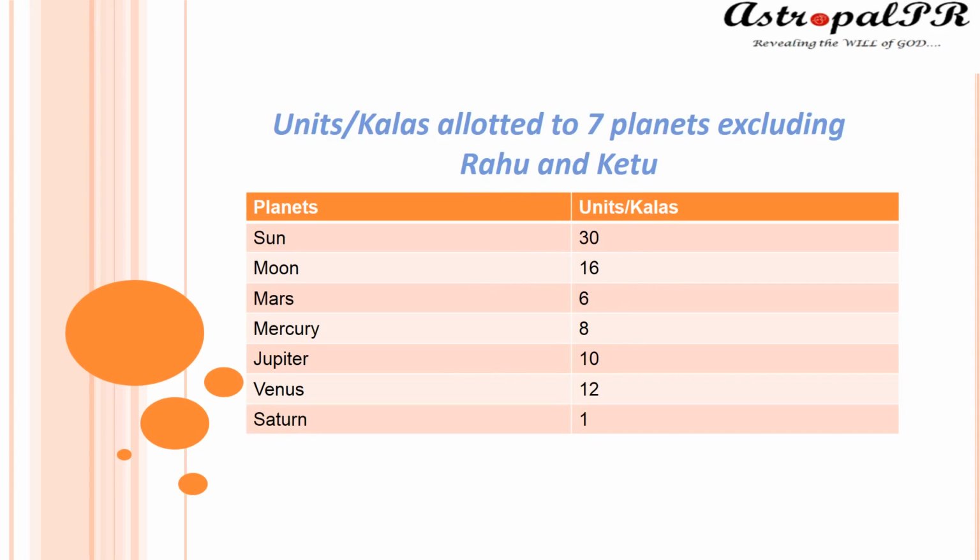Now for calculating the Indu Lagna, all the 7 planets excluding Rahu and Ketu are allotted certain units. These units are also called kalas. In this slide you can view the units allotted to each planet. The Sun gets the maximum of 30 units and Saturn gets the least, 1 unit.